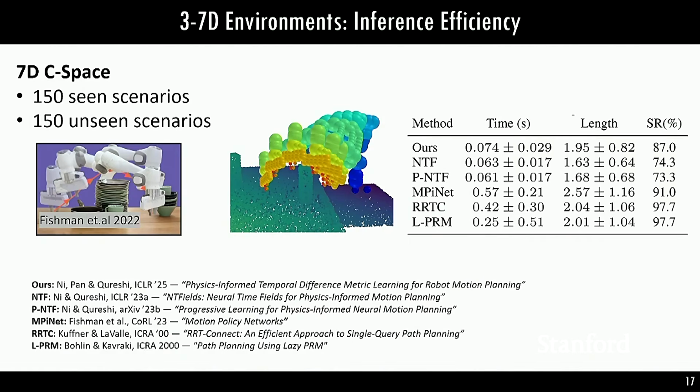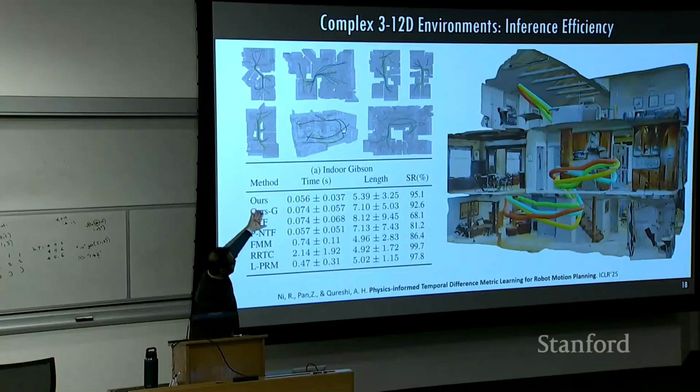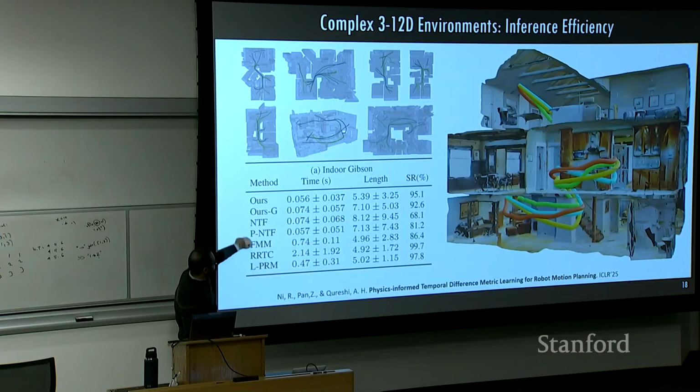Still, compared with MPiNet, you can see the success rates are very similar, and planning time is much faster in our case. And for lazy PRM, these times only show graph query time. We did not count graph construction time. We pre-constructed the graph and then used that graph to query the time. Then it also scaled to a very complex indoor environment. This is a multi-floor environment, and the success rate, again, is very high, and planning times are very low compared to other approaches.